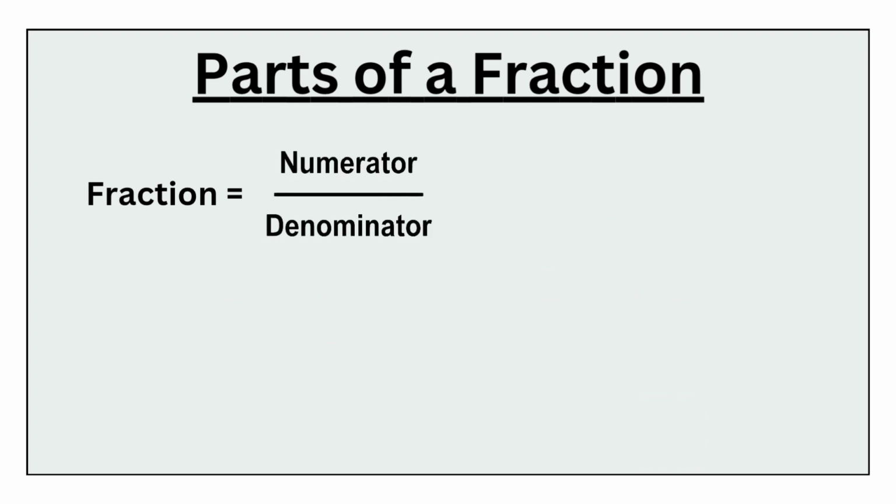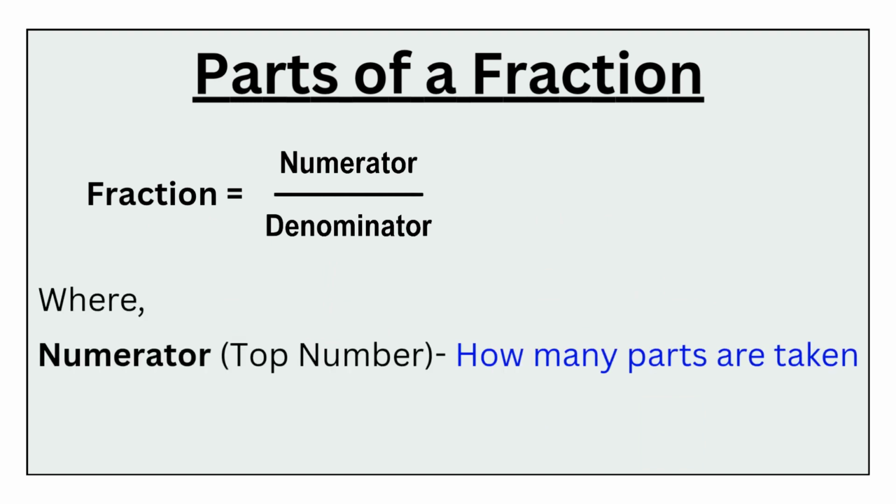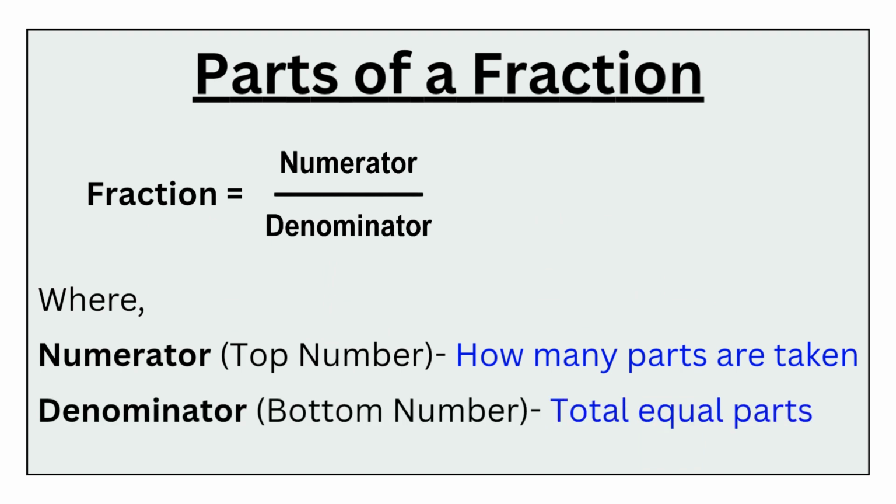Parts of a fraction. A fraction has two parts, numerator and denominator. It's written as numerator divided by the denominator, where the numerator, the top number, shows how many parts are taken, and the denominator, the bottom number, shows the total equal parts.